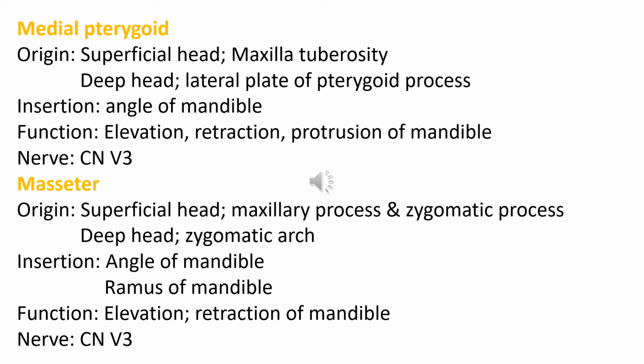The masseter muscle. Its origin for the superficial head is the maxillary process and the zygomatic process. Its deep head, the zygomatic arch. The insertion of the masseter muscle includes the angle of the mandible and the ramus of the mandible. The masseter's function includes elevation and retraction of the mandible.